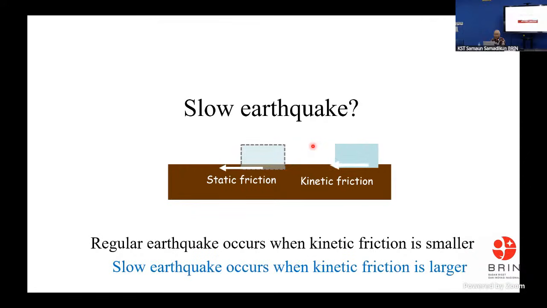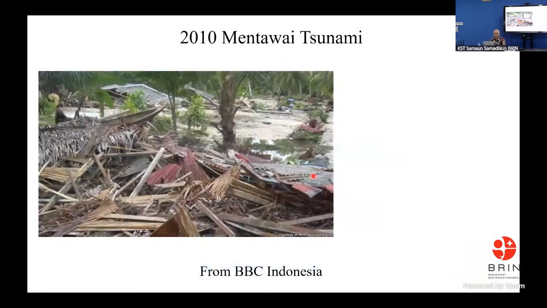However, if the kinetic friction is much bigger, then it's easier to start, but it's difficult to accelerate. So the fault movement remains very slow. So this is a slow earthquake. And even if it is slow, tsunami is a slower wave, and it can excite very strong tsunami.